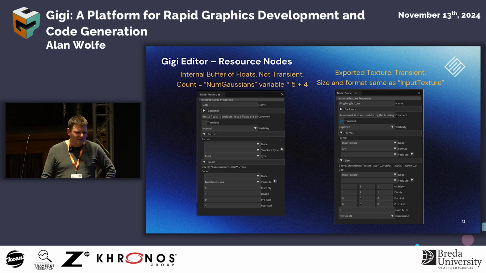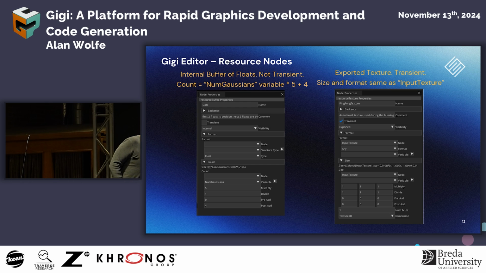Next up, I want to talk about resource nodes and how you declare what their type is and their size. On the left, we have the properties of a buffer node, and this one is a buffer of floats, and it's internal scoped, so the calling code can't see it. But it's marked as not transient. What that means is that if you execute the technique twice, the second time, this buffer will have the values from the first execution in it. And for setting the size of the buffer, it uses a variable called num Gaussians, multiplies that by 5 and adds 4, using the fixed function stuff here at the bottom.